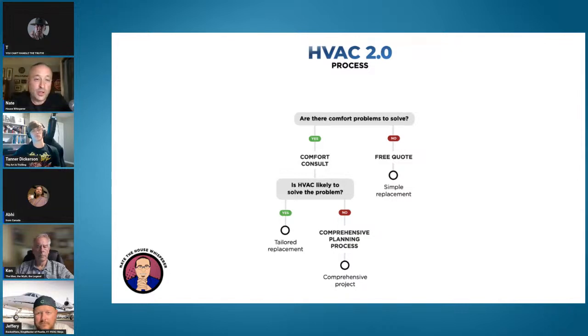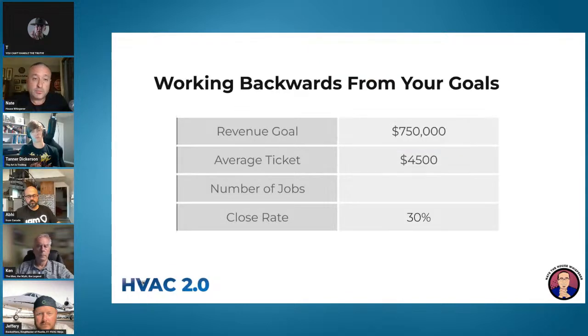But the comfort consult helps you understand, is HVAC alone likely to solve the problem? And in the vast majority of cases, that will be, or it will be enough to change the problem noticeably. And then you could do more work later, but you don't have to. But because this exists as part of the system, you know you can fix anything.